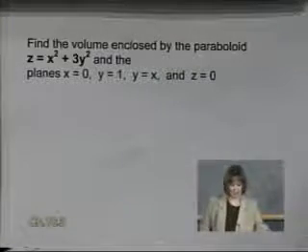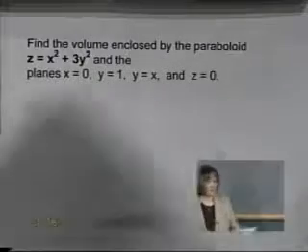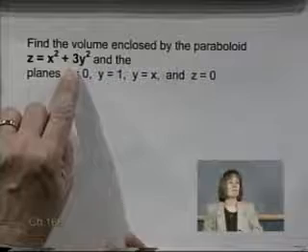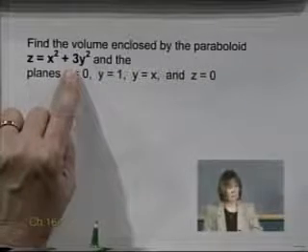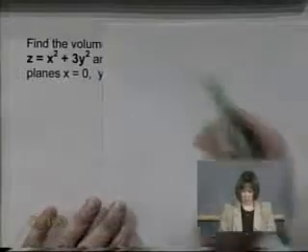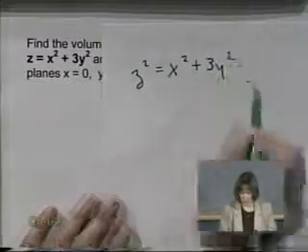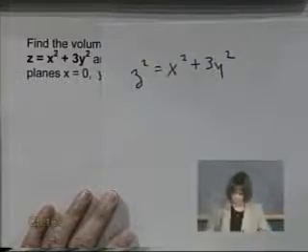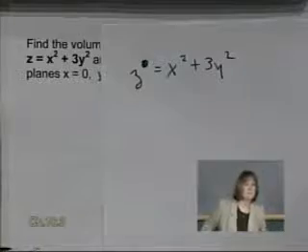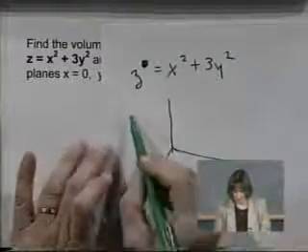The next one we have z equals x squared plus 3y squared. What does the graph of that look like? Oh, it's not z squared, excuse me, z. What does that graph look like? Paraboloid. Paraboloid, absolutely.